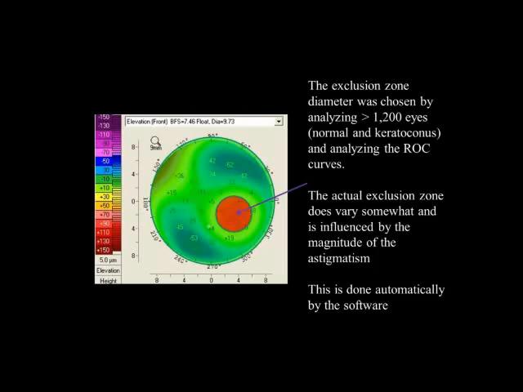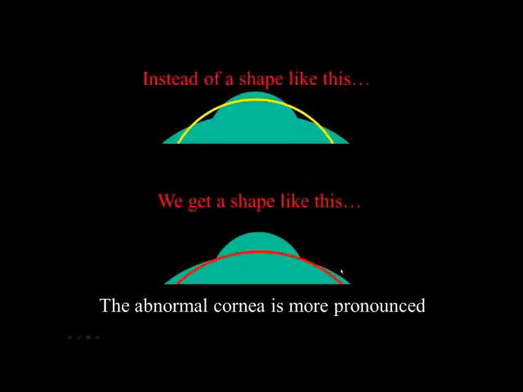So again, the exclusion zone was chosen by actually analyzing about 1,200 eyes. And as I say here, the actual exclusion zone does vary. It's influenced by the magnitude of the astigmatism, but this is done internally, automatically by the software. So our goal is to take this reference surface and convert it to this, to make the ectasia or the mountains easier to see.